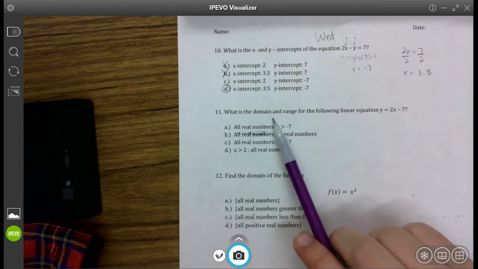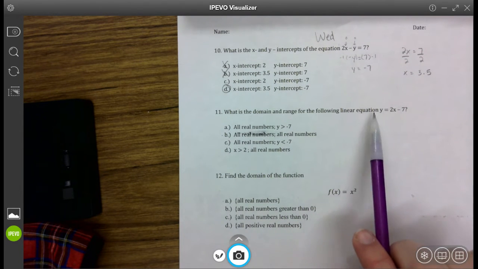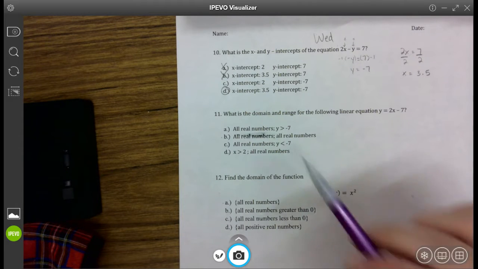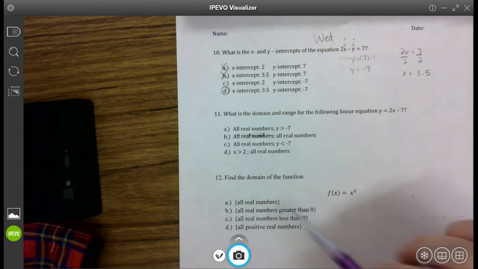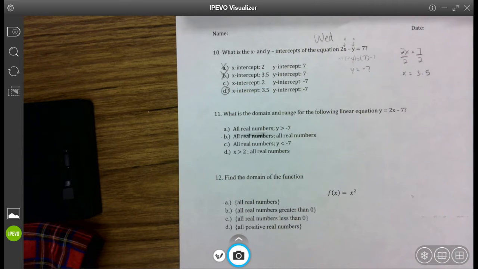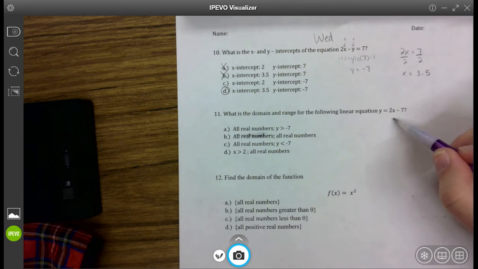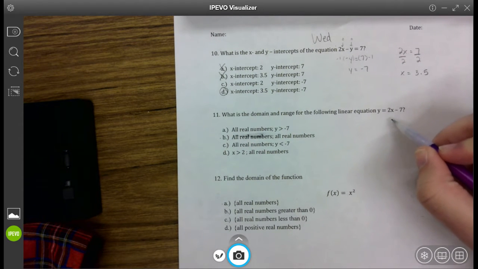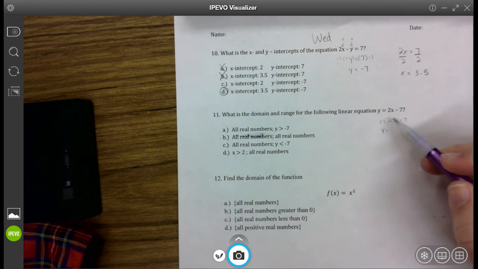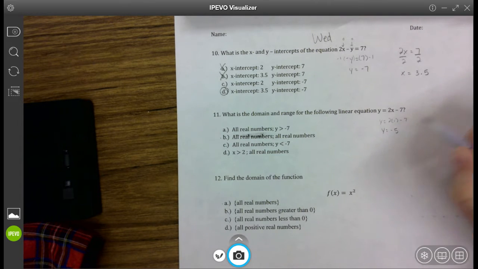Now it says, what is the domain and range for the following linear equation y equals 2x minus 7? So domain and range is like your x and your y values. So domain relates to your x and range relates to your y. So if we plug in a 1 for our domain, we get 2 times 1 minus 7. So y equals 2 minus 7 equals negative 5.